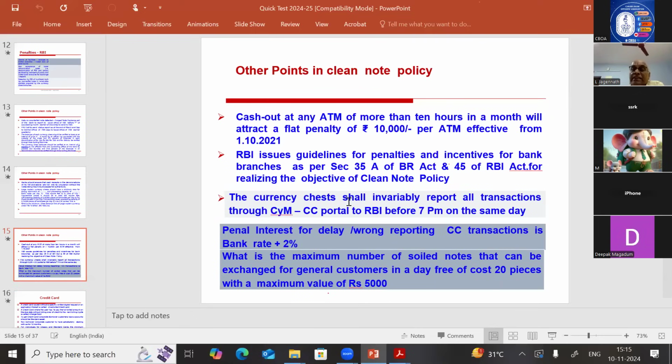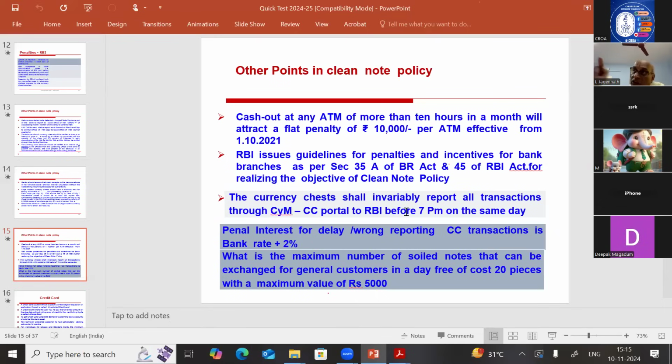The currency chest shall invariably report all transactions through which portal? The portal's name is CYMCC portal to RBI, on or before which time? 7 p.m. All currency chests to report their balances to RBI before this time.